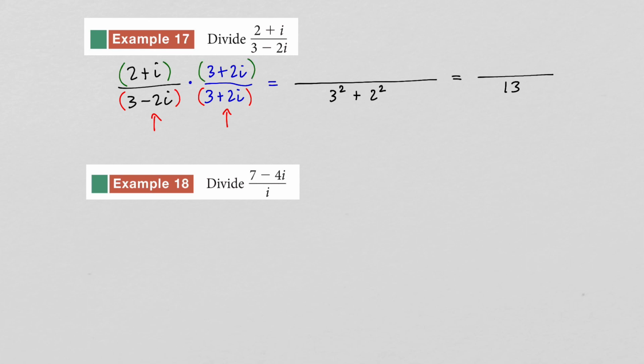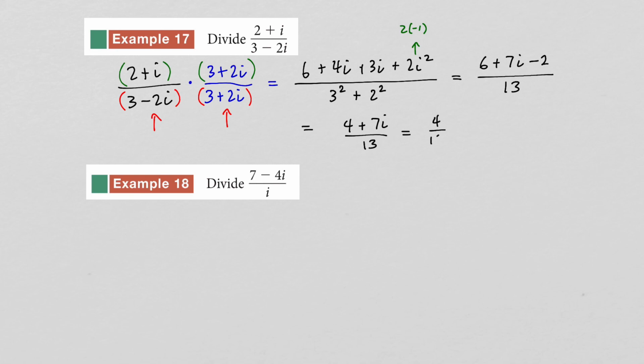So 2 times 3 is 6. 2 times 2i is positive 4i. Positive i times positive 3 is positive 3i. And positive i times positive 2i is positive 2i squared. Doing the math here, we have 6 plus 7i. And then 2i squared is 2 times -1, so that just becomes -2. And so combining like terms, we have 4 plus 7i divided by 13.